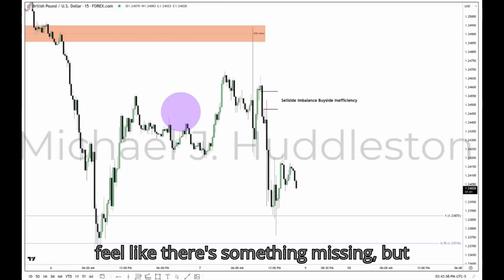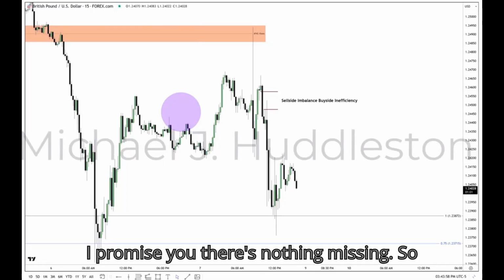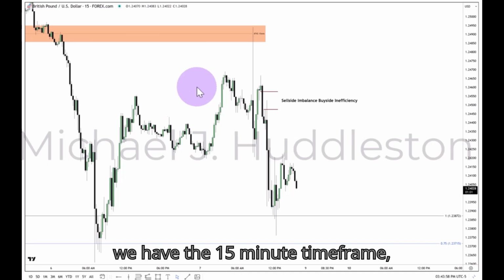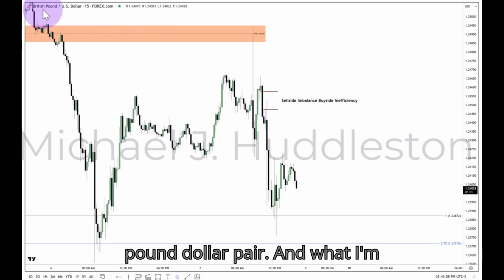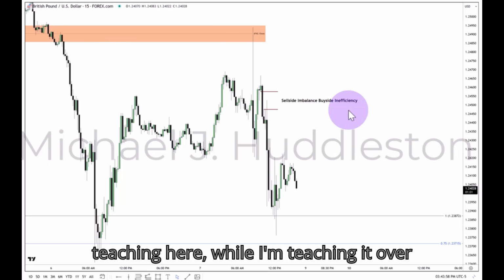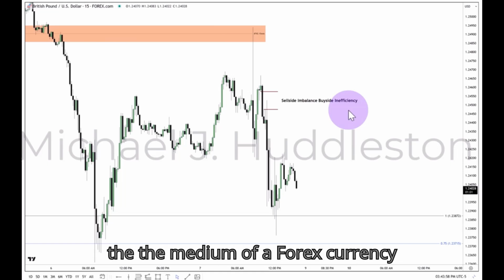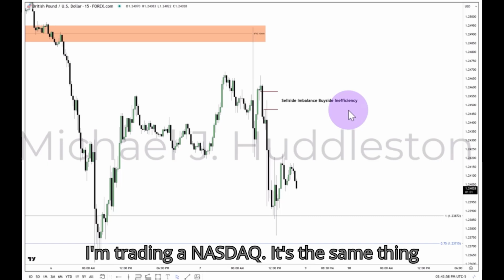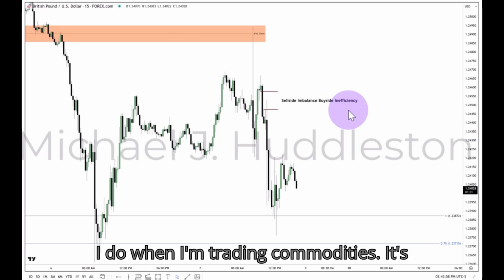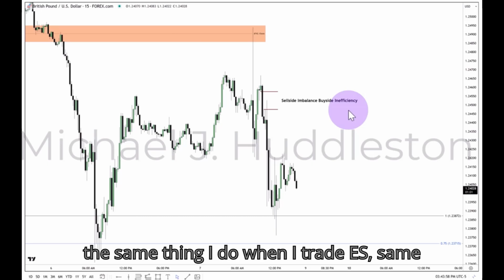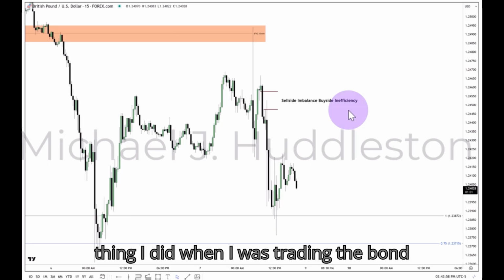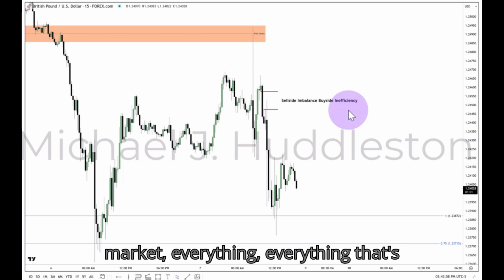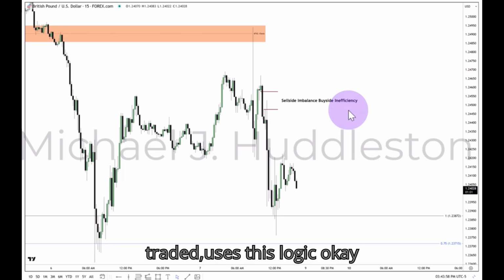Feel like there's something missing, but I promise you there's nothing missing. So we have the 15-minute time frame, pound dollar pair. And what I'm teaching here, while I'm teaching it over the medium of a Forex currency pair, is the same thing I do when I'm trading in NASDAQ. It's the same thing I do when I'm trading commodities. It's the same thing I do when I trade ES. Same thing I did when I was trading the bond market. Everything that's traded uses this logic, okay?